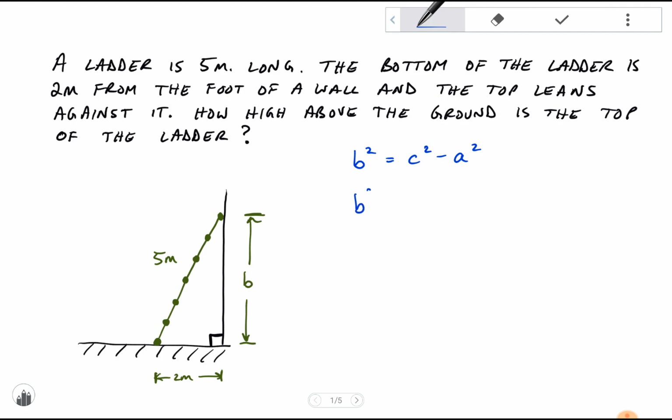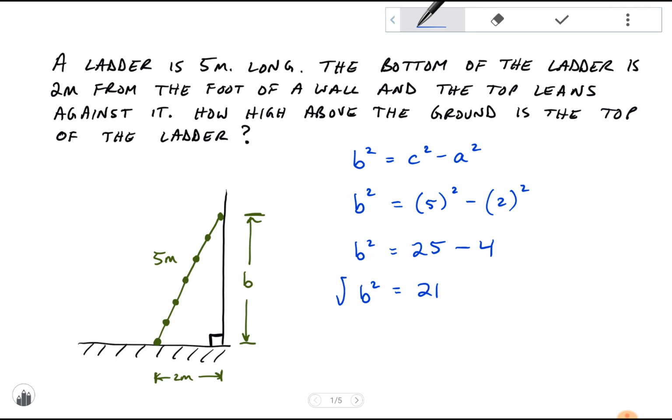So we need to plug in our values here. C is the hypotenuse, it's 5. And A is this value here, it's 2. So B squared equals 5 squared, which is 25, minus 2 squared, which is 4. So B squared equals 25 minus 4, which is 21.